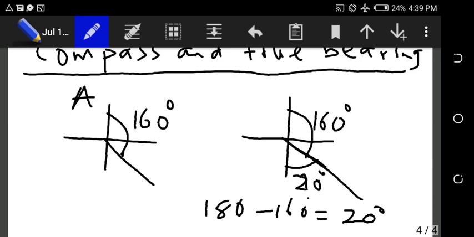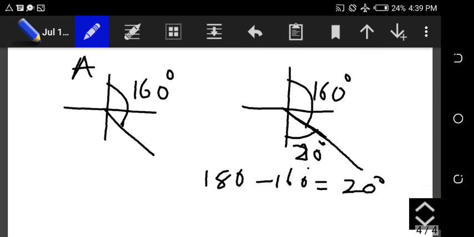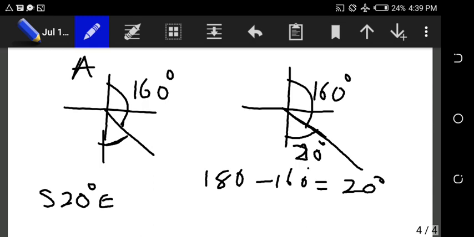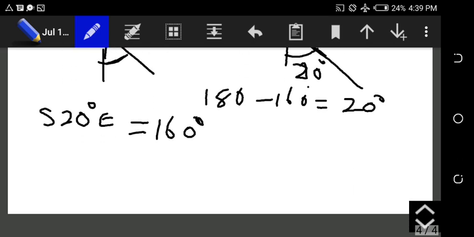And to describe this using a compass bearing, that would be south, that's the reference point, we're starting from the south, moving 20 degrees towards the east. So we have that south 20 degrees east is equivalent to 160 for a true bearing. And you could also try to convert from compass bearing to true bearing.